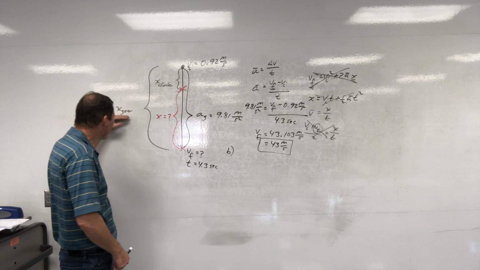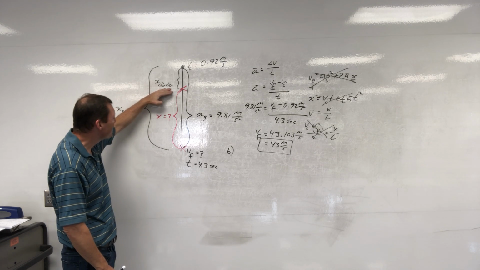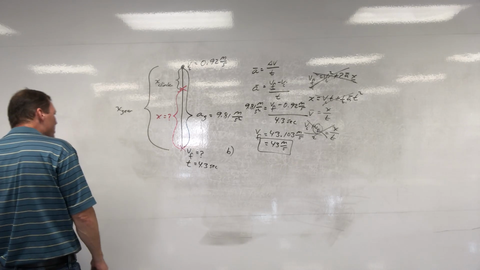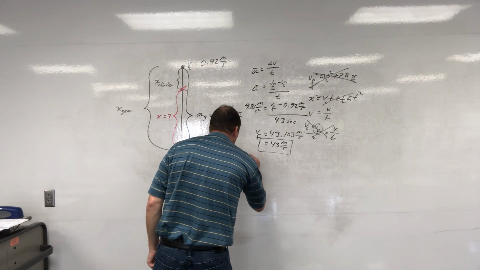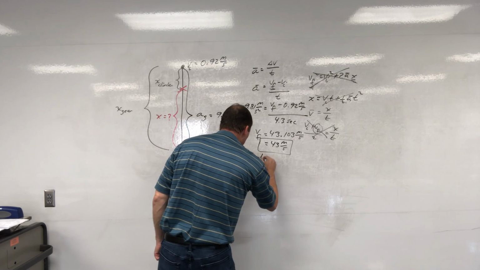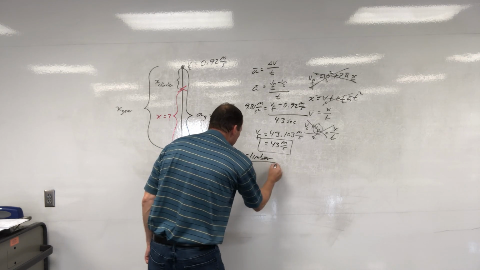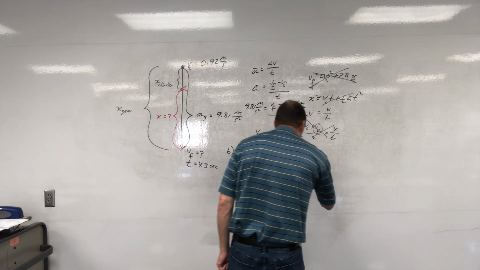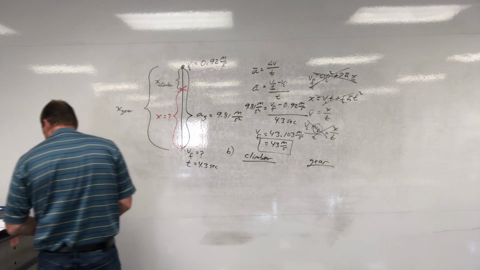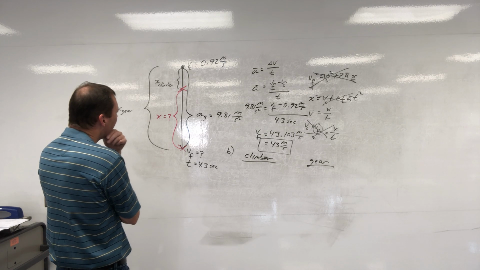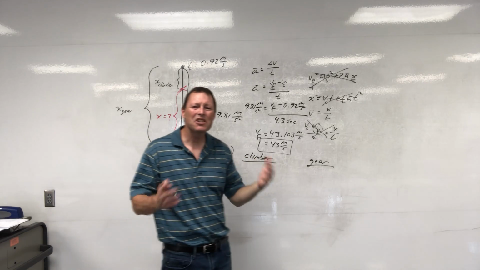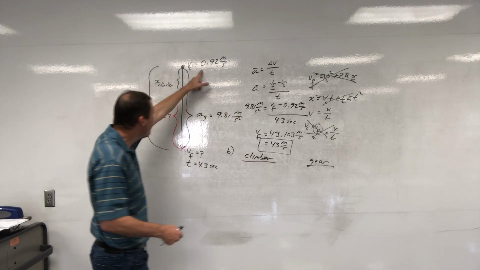All right, so we're going to have to find this, and we're going to have to find that, and then we're going to have to subtract. So let's see, I'm going to put climber here, and I spelled that wrong, climber. And then I'm going to put gear over here, just to keep things straight. All right, let's deal with the climber first. He's descending at a nice constant velocity, and we know what that is.